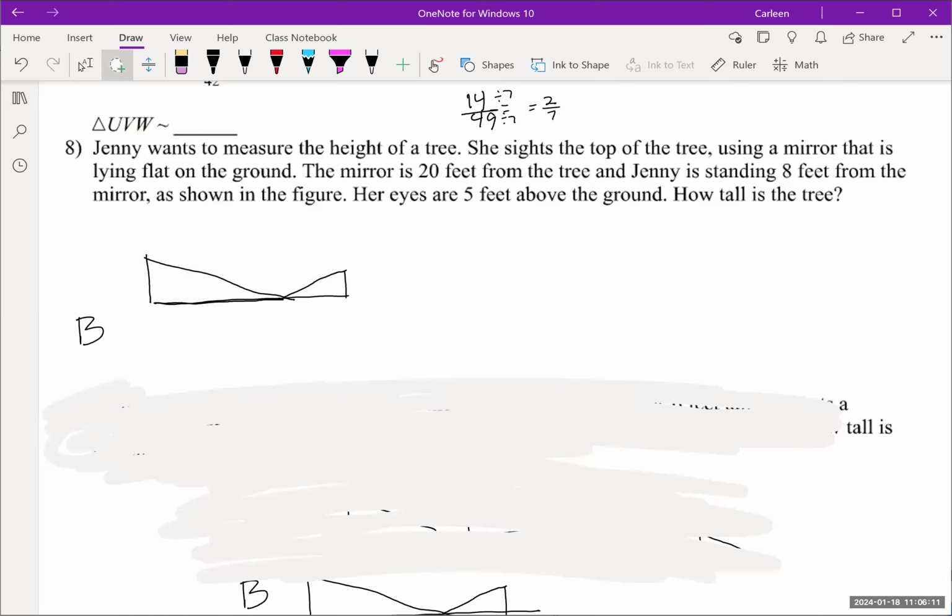Okay, so now we're going to put the numbers in. The mirror is 20 feet from the tree. So this one must be the tree, right? I was always really great at drawing. Oh, actually the top of the tree. Okay, you know what I mean. There's my tree. Okay, the mirror is 20 feet from the tree. And here is Jenny.